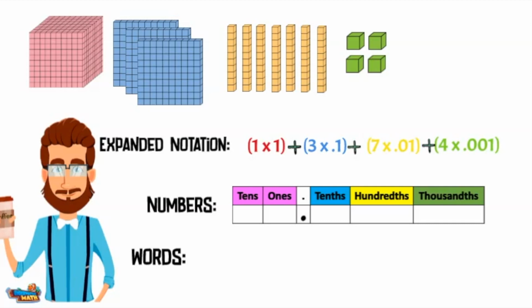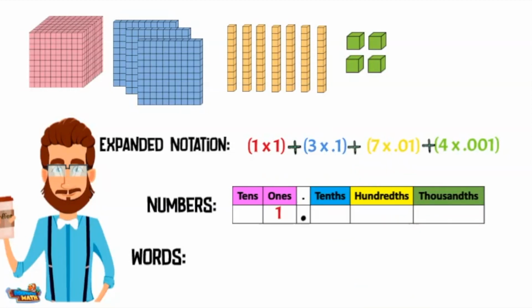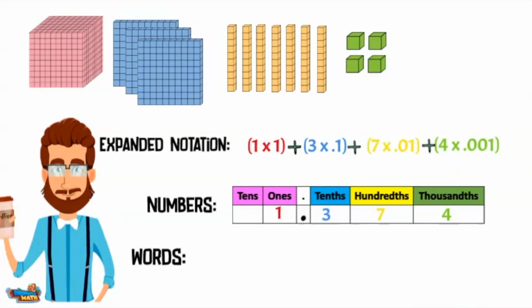The decimal place value chart is a helpful tool to use when writing decimals with numbers. Looking at the expanded notation of the decimal, I see there is 1 whole. I will put a 1 in the ones place. The next part of the expression tells me there are 3 tenths and 7 hundredths. I finish off with the 4 in the thousandth place. The decimal shown in the model is written in numbers like this.